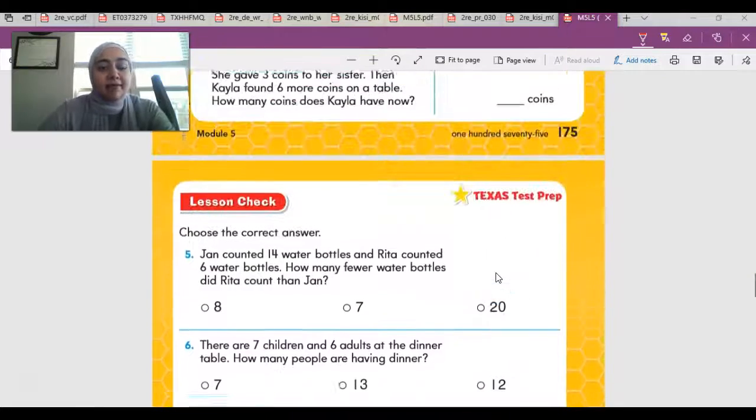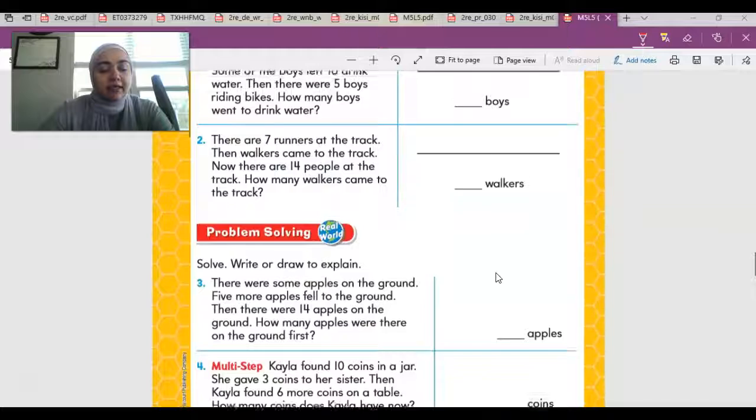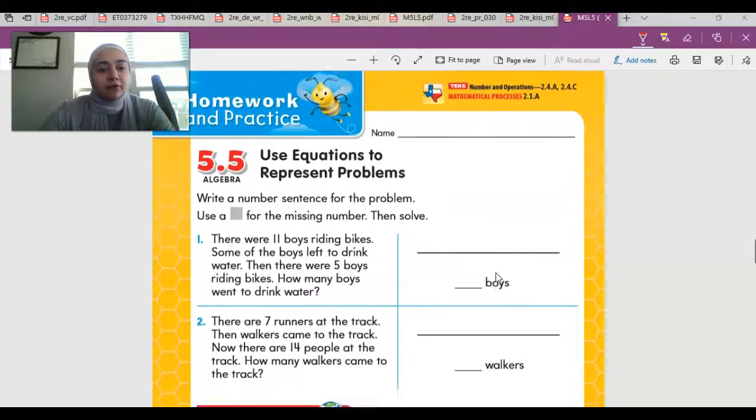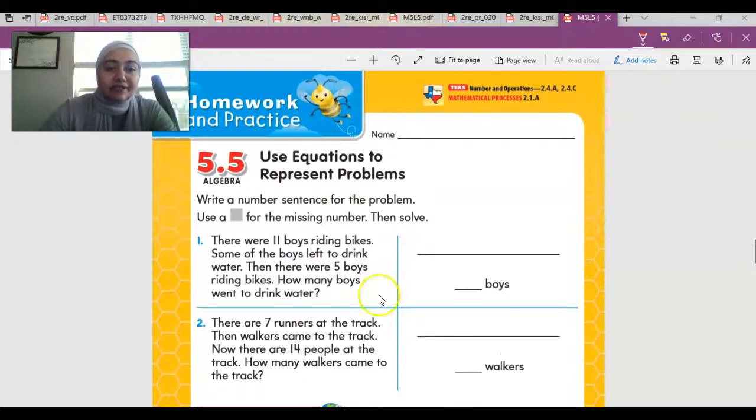I am going to personally make sure that these are graded, so make sure you do them. If you don't, you're going to be having recess work. Please do it, okay? All right, guys, have fun learning math.